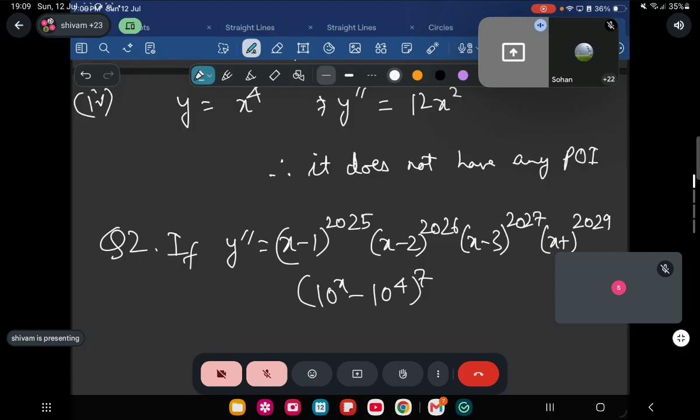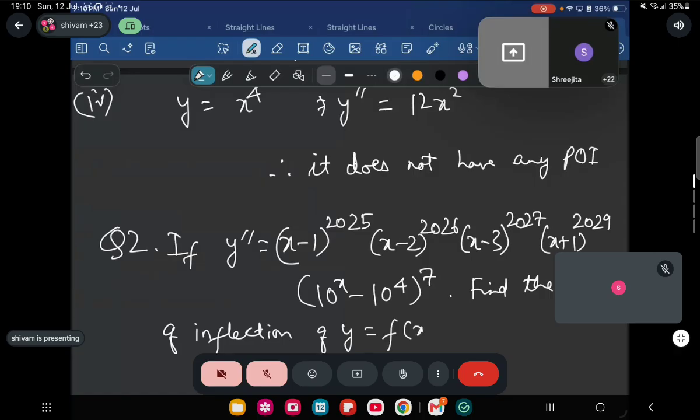That is x plus 1. Which one? X plus 1, sorry. (x plus 1) to the power 2029. Okay. Find the points of inflection of y equal to f of x. Find the number of points. Find the points of inflection.